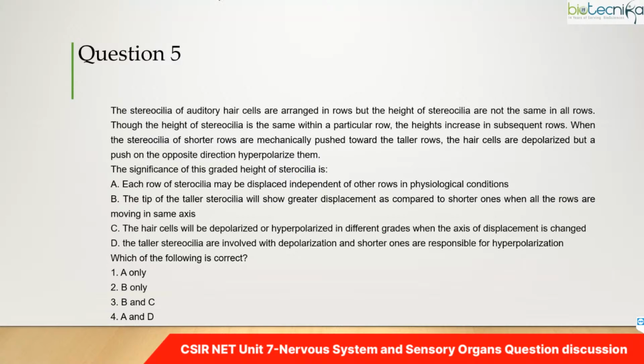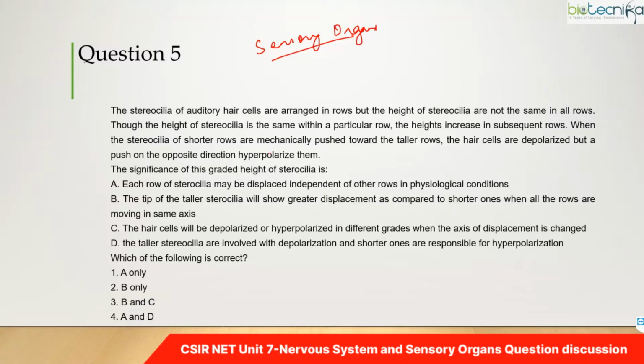So now we come to sensory organs. In recent or the previous years, I'm not seeing many questions from ears, but previously they used to ask. If you check the old question papers, they used to ask questions from ears. So ears and eyes are important, from sensory organs, very important. So let's see some questions.